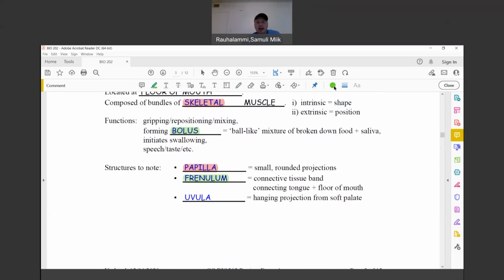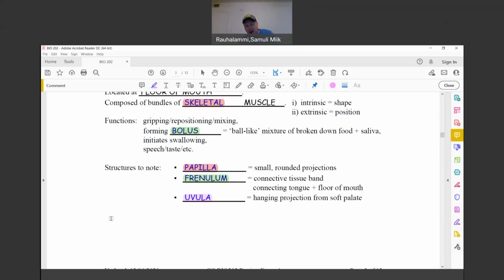The final structure that I do want to mention, so we don't look past this, is going to be our uvula. That was the hanging projection from the very posterior part of the soft palate at the back of the mouth. And we had examples of a normal uvula and bifid uvula in the class and so on. Let's move on and continue our journey.